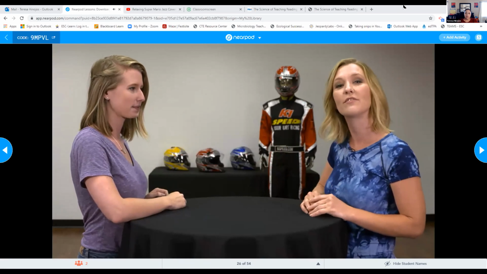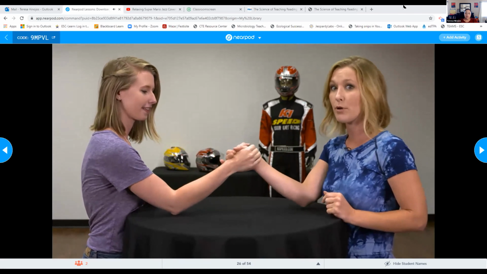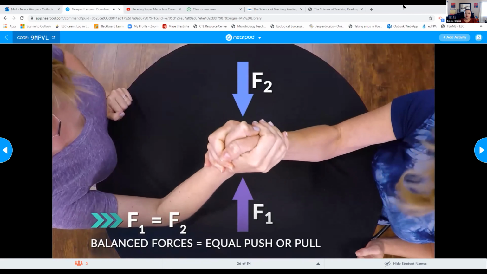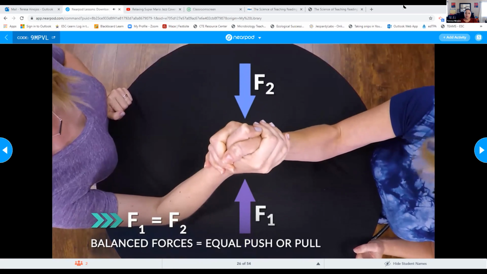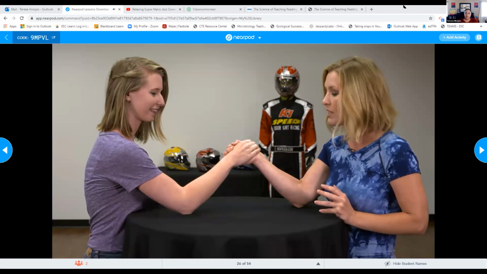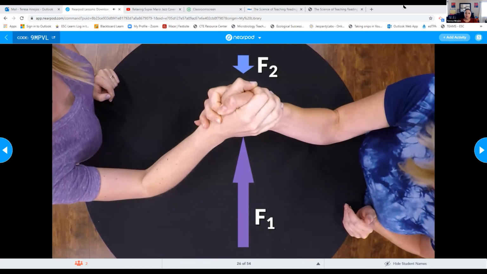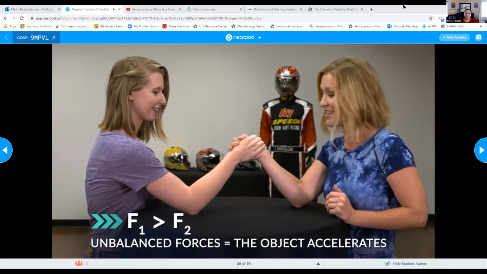It's a great way to show you the difference between balanced and unbalanced forces. If there's an equal push and pull, that's balanced. The forces cancel each other out. You push on my arm, I push on hers. With the same force, there's no movement. That's balanced. If one is greater than the other, Summer's arm pushes more than my arm does, the forces are unbalanced, the object accelerates in the direction of the net force, and Summer wins.